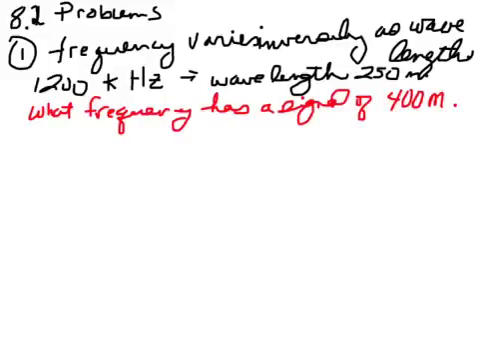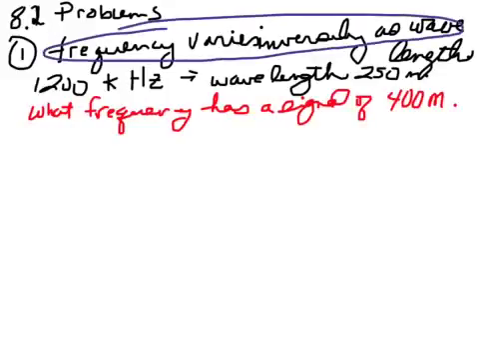Okay, for problem number 1 on 8.2, they were told that frequency varies inversely as wavelength. So let's call F frequency, I guess. If it varies inversely, we'll have a constant of variation, and then inversely means that the wavelength will go on the bottom. Now, there are probably better letters to use here. I'm just trying to make sure we can keep up with where we need to put stuff.